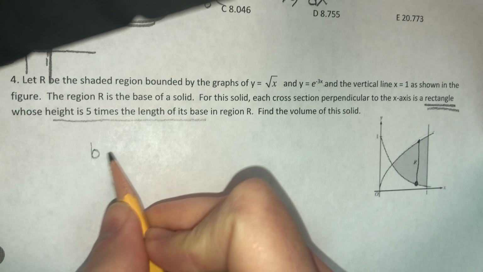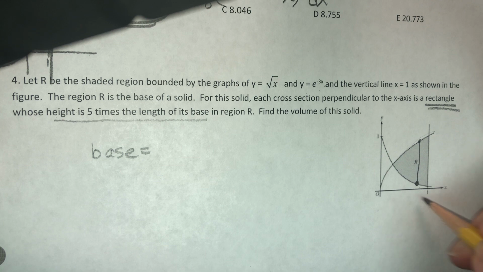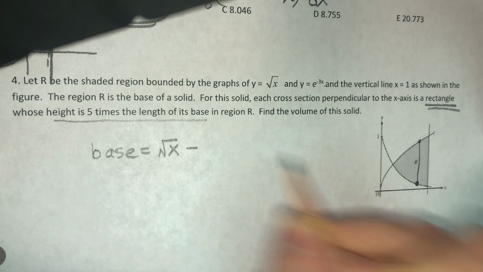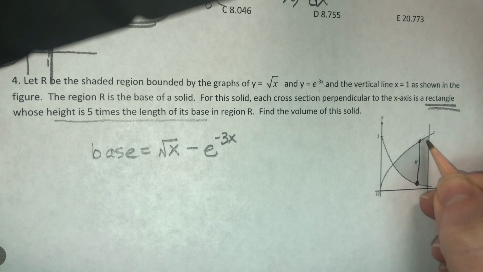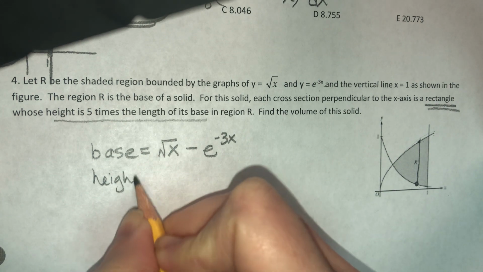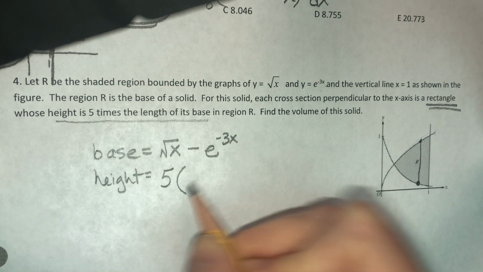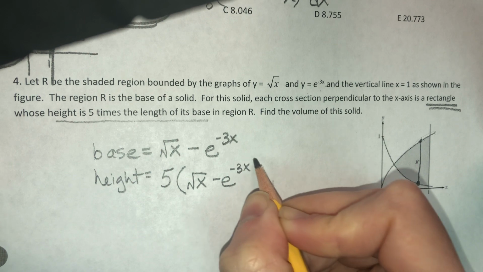So the base of the rectangle is perpendicular to the x-axis sitting on this region R. So it's the distance between the upper function and the lower function. The upper function is the square root of x, and the lower function is e to the negative 3x. So upper function minus lower function gives me the base of my rectangle. The height of my rectangle is 5 times the length of its base. So just take 5 then parentheses, and then write the base again.